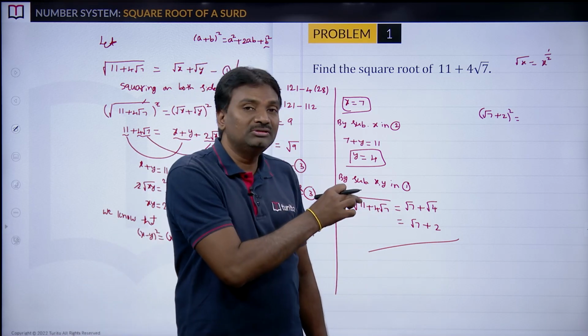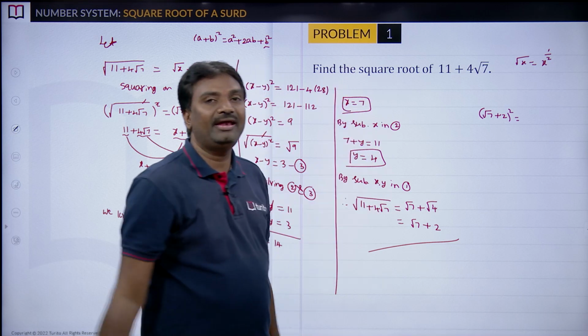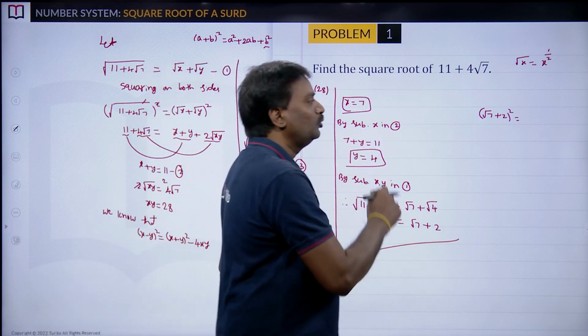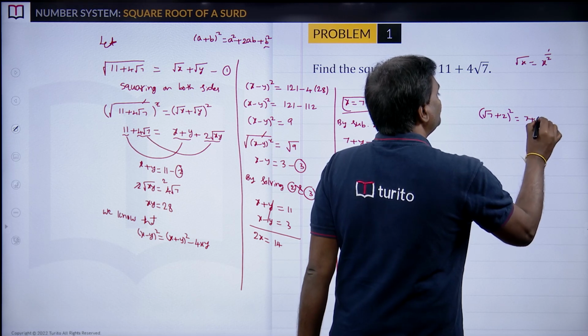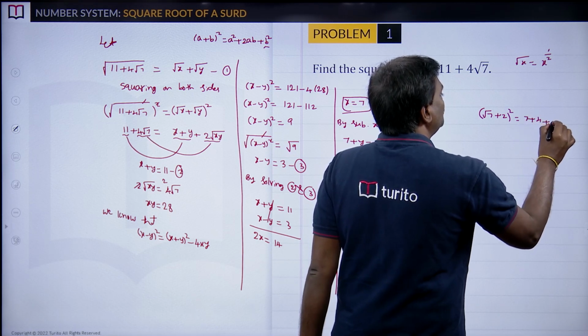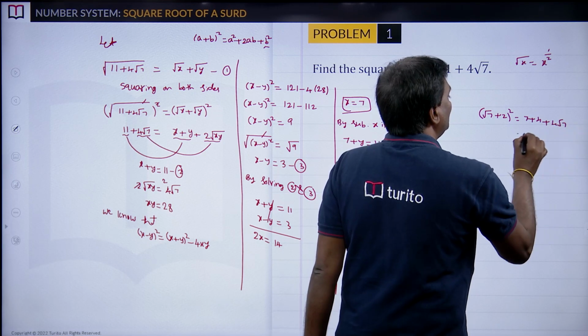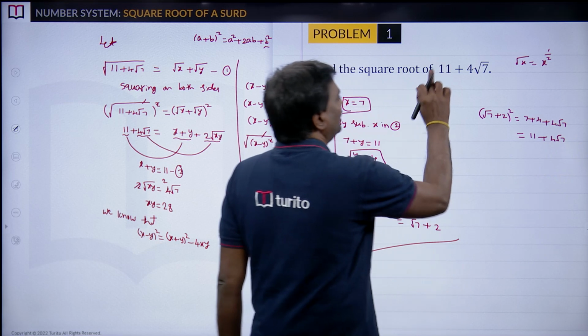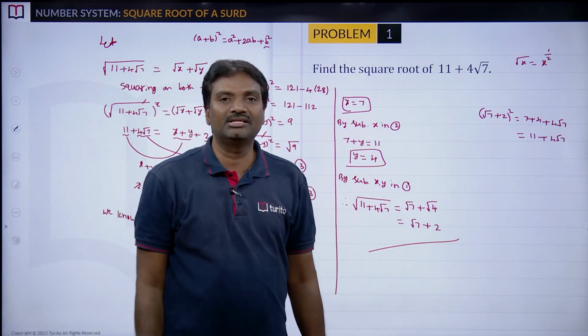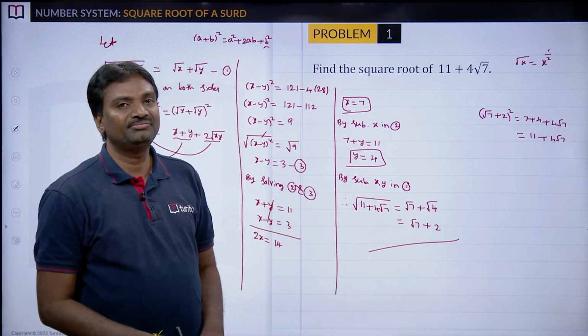By squaring root 7 plus 2, if we get the given number, then our answer is correct. So (root 7 plus 2) whole square: root 7 whole square is 7, 2 whole square is 4, plus 2ab, 2 into 2 is 4 into root 7. 7 plus 4 is 11, plus 4 root 7. So that is the given number. So that's why we can say our answer is correct.